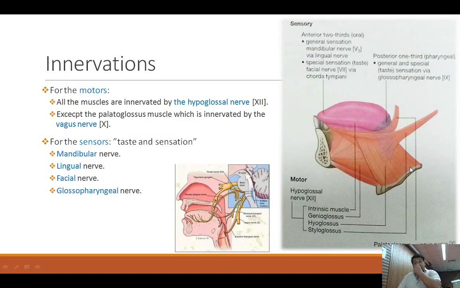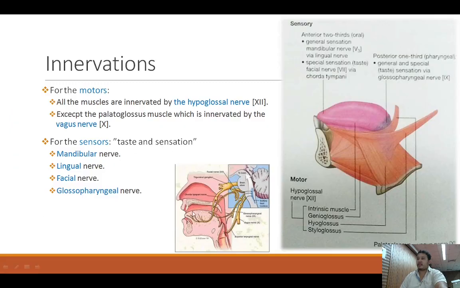For nerve supply, the motor supply of the tongue is from the hypoglossal nerve. Only the palatoglossus muscle is innervated by the vagus nerve. The rest of the muscles are innervated by the hypoglossal nerve. This is also known as the nerve of the muscles of the tongue. And for taste sensations, you have the mandibular nerve, lingual nerve, facial nerve, and glossopharyngeal nerve. So different nerves are there.